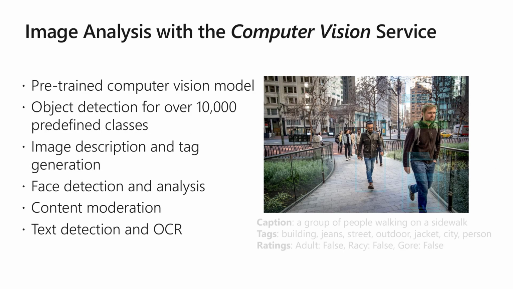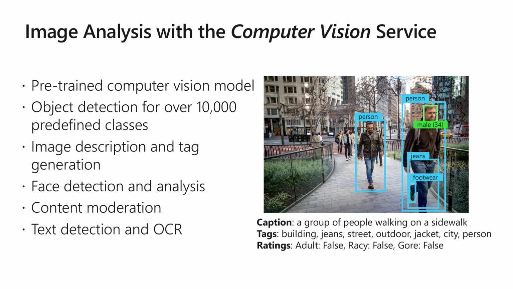Now, the computer vision cognitive service provides a pre-trained computer vision model that you can use to analyze images. And this service is what powered that demonstration that we saw previously. Now, the model that's been provided with that, it's been pre-trained, and it can detect and locate over 10,000 classes of common object. It can generate an automatic caption for the image and a set of relevant tags that relate to its contents.